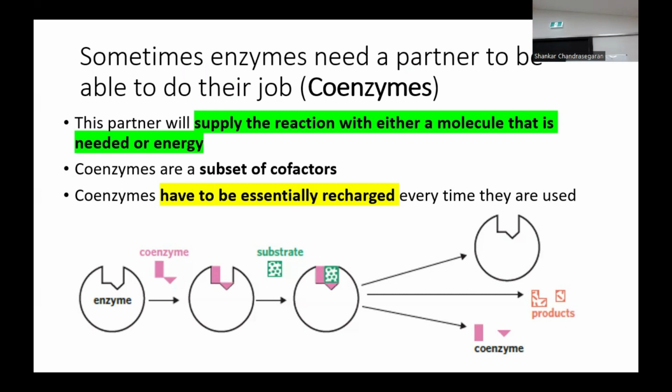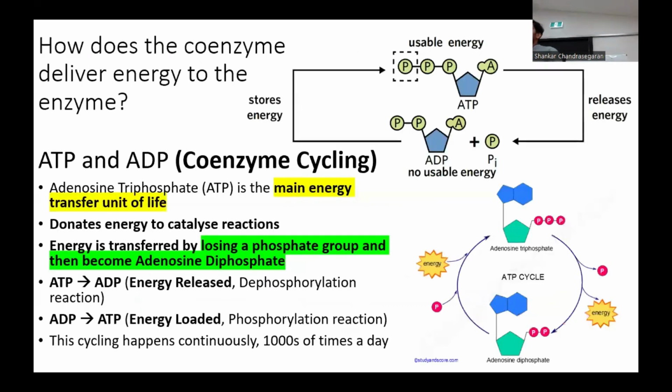So essentially, that coenzyme has to be recharged every time they are used, because they're being used up. So think of it as a battery, right? Every time an enzyme needs to carry out its function, a battery needs to supply it with energy and be used up. And that battery then needs to be recharged after that to be used again for this process. So that's what happens actually. It's basically charging and recharging itself every time to allow for this reaction to happen. So that's referred to as coenzyme cycling.